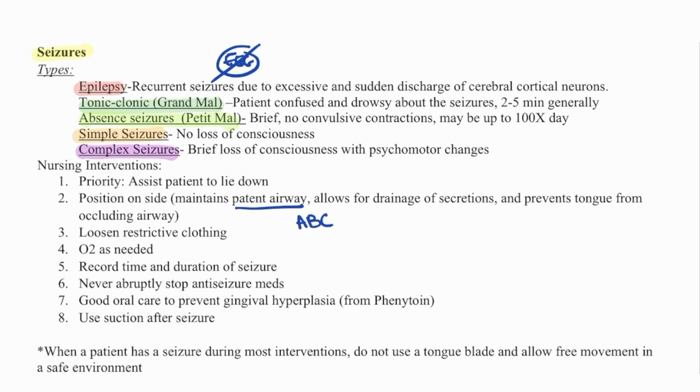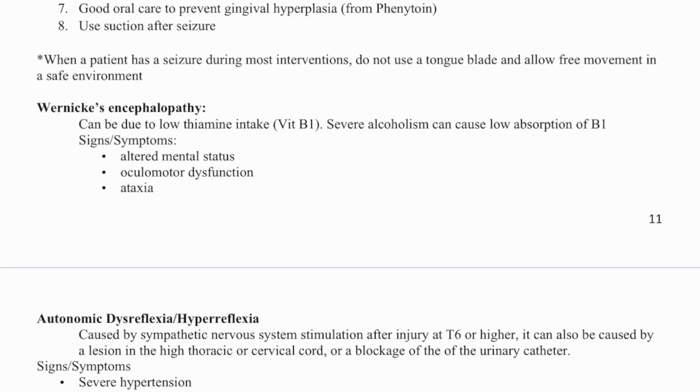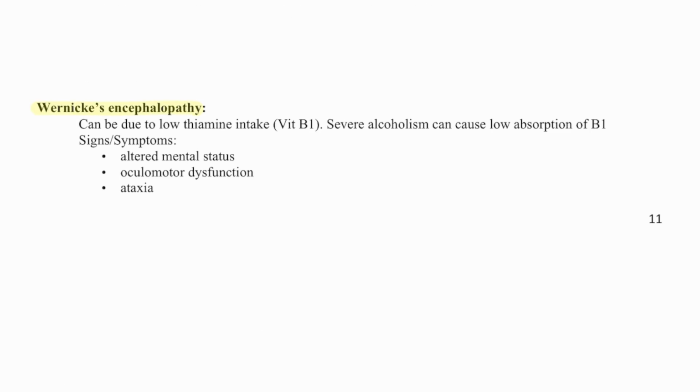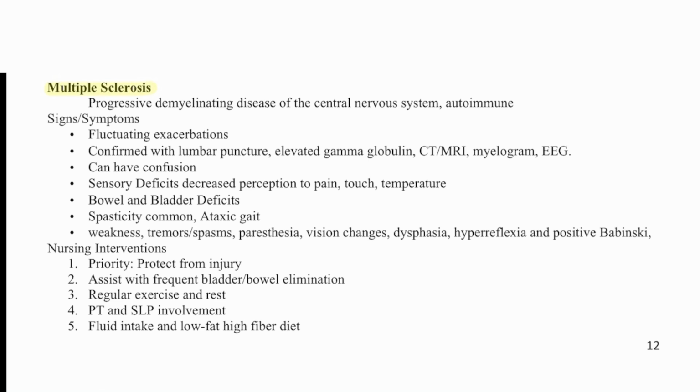We always want to think about those types of things. Let's talk about Wernicke's encephalopathy. So this is due to low thiamine intake, B1, or from severe alcoholism. And this is usually where we see it in practice, because severe alcoholism can cause low absorption of B1. So signs and symptoms that we're looking for are an altered mental status, ocular motor dysfunction, this is eye movement, and ataxia.